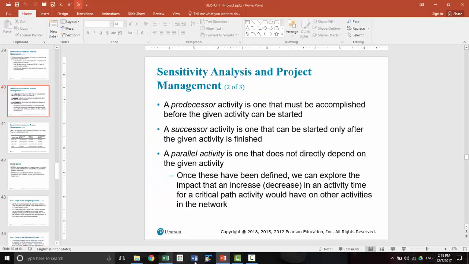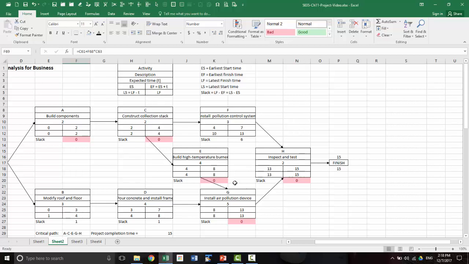So in our example here, suppose E is what we are looking at. The predecessors for E are A and C, and the successors for E are G and H. They're not immediate predecessors and immediate successors. These are predecessors all the way to the beginning and successors all the way to the end. Now F, D and B are parallel activities for E because they don't share a path in common. So they don't come in the way of the same path as E is in.